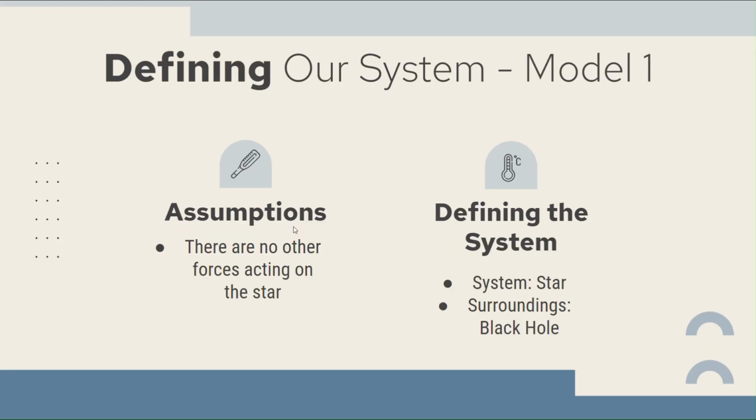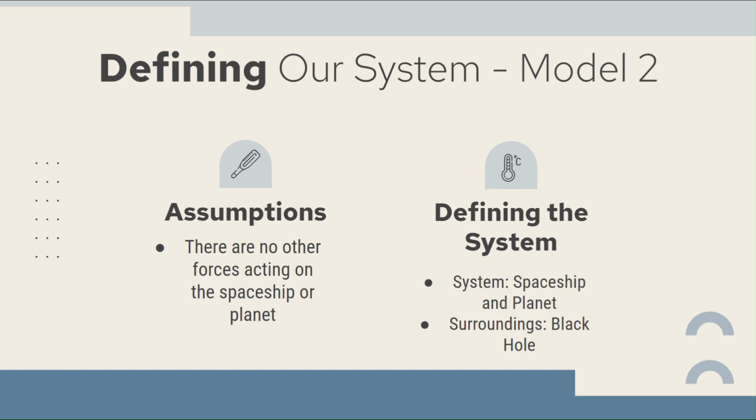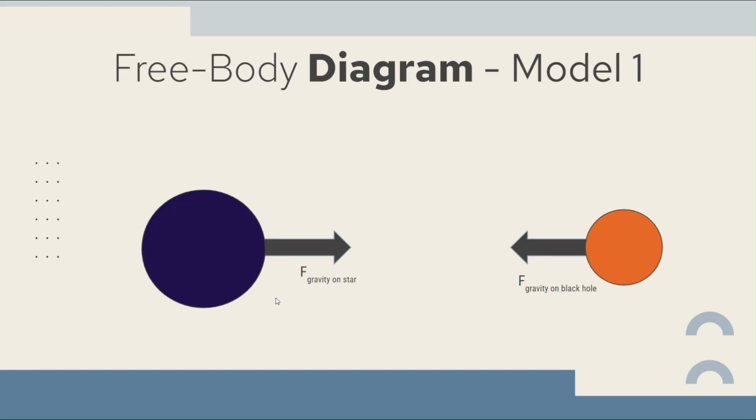Next, we have to model the experiment. So our assumptions are that there are no forces acting on the star, and that the system is the star and the surroundings are the black hole. It's the same for Model 2, except we say that there are no other forces acting on the spaceship or planet, and that the system is the spaceship and planet, and the surroundings are the black hole.